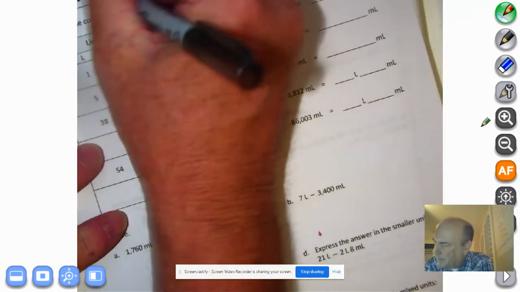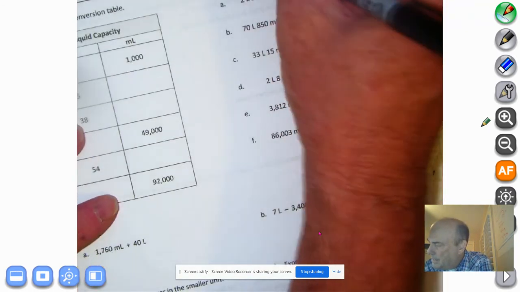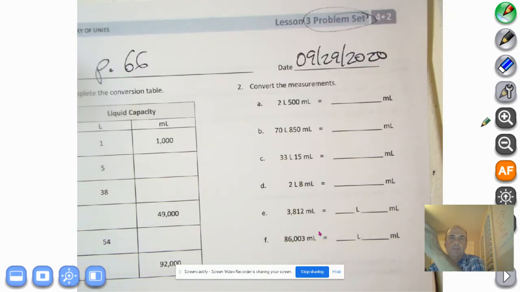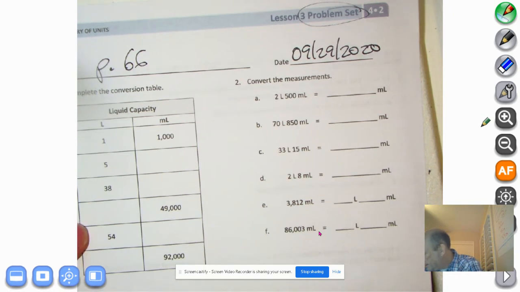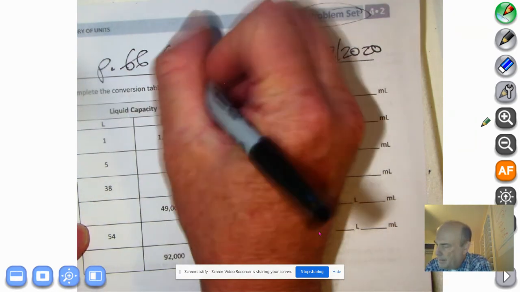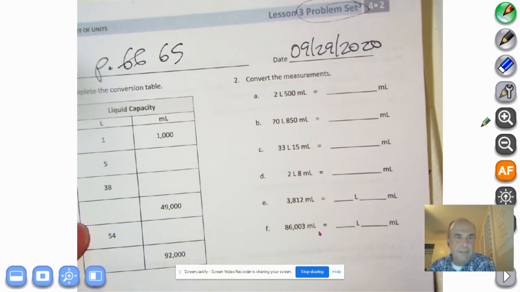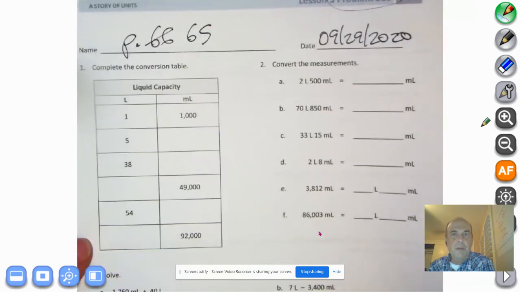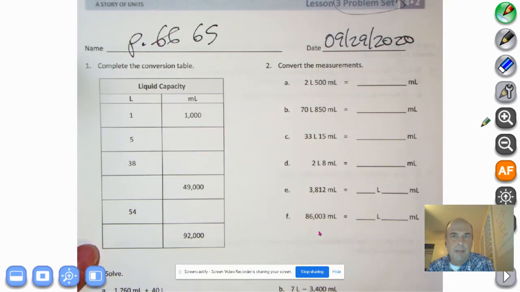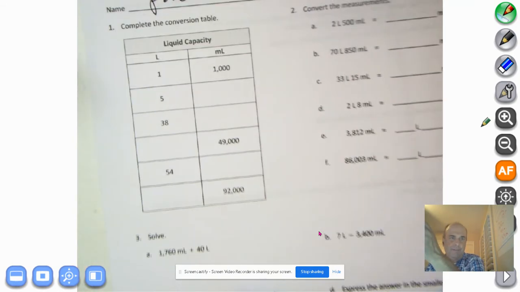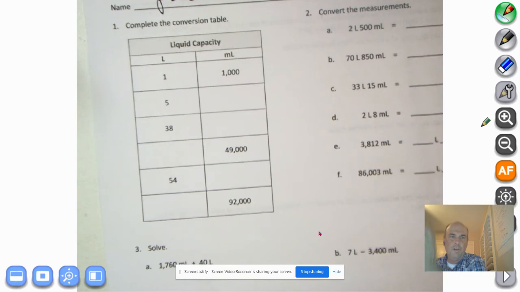Page 66. Today's date is 09/29/2020. So page 66, excuse me, 65. You know what time it is? It's 8:11, and here Mr. Leggett is doing the problem set. So page 65, September 29th, 2020. We're talking about capacity in the metric world.